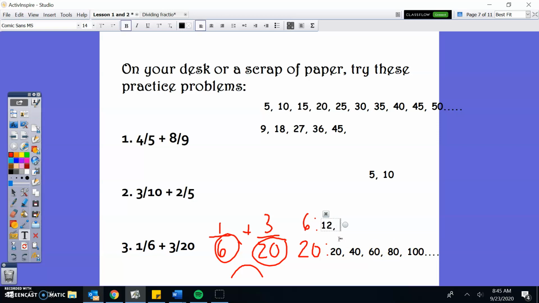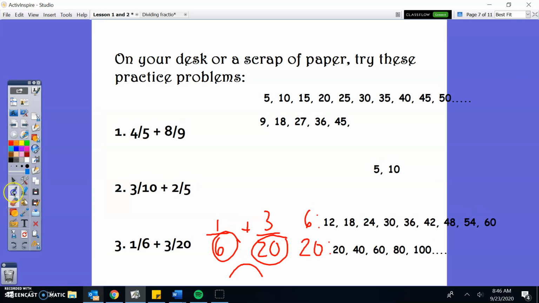12, 18, 24, 30, still haven't found it yet, 36, 42, 48, still no match, 54, 60, oh, I found my matching, 60 and 60.